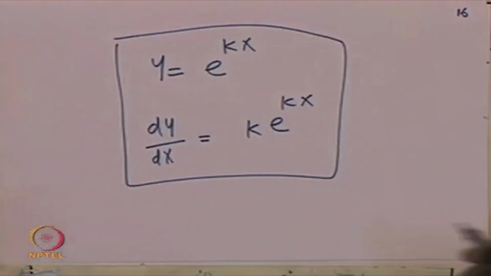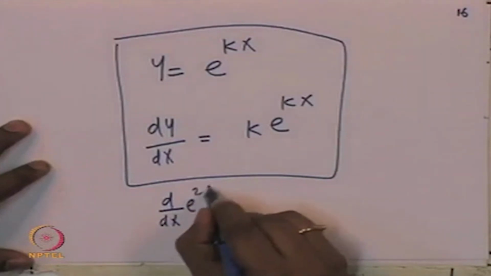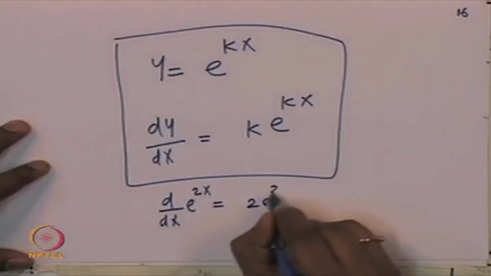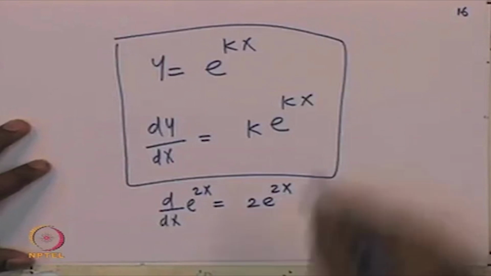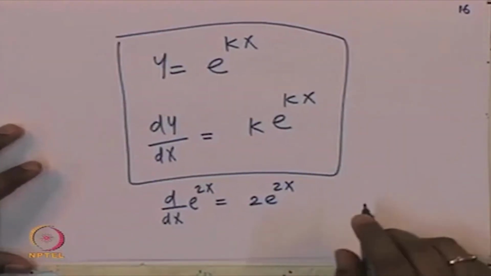where k could be minus 1. That is what we saw. When k is minus 1, e power kx is e power minus x. When k is plus 1, e power kx is e power x. When k is 2, e power 2x, and the derivative is 2 e power 2x. So, derivative of e power 2x is 2 e power 2x. That is what this means. So, this is the general rule.